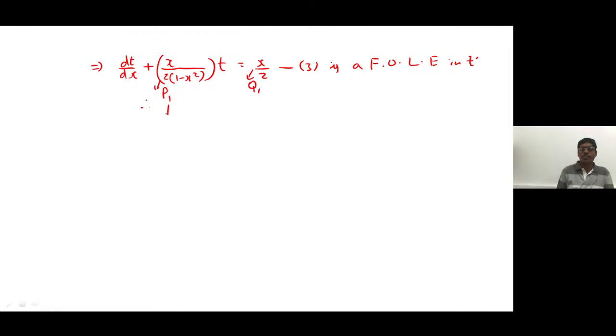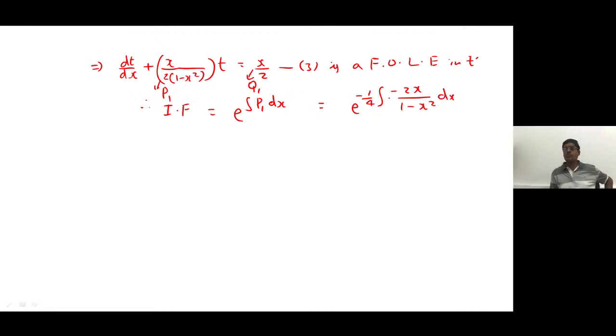So therefore IF, integrating factor, is equal to e to the power integral P1 with respect to x. P is a function of x. So this I can write e to the power minus 1 by 4 integral minus 2x divided by 1 minus x square. Why should I write like this? See, minus 2 into minus 1 by 4 plus 1 by 2. Because I want to compare, this is integration f dash x by fx, where fx is 1 minus x square, whose derivative is minus 2x, which is f dash x. So what is integral f dash x by fx? log fx. So e to the power minus 1 by 4 into log of 1 minus x square.